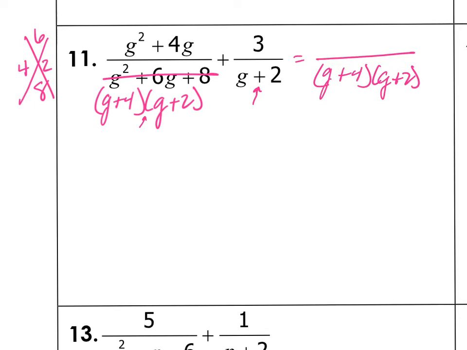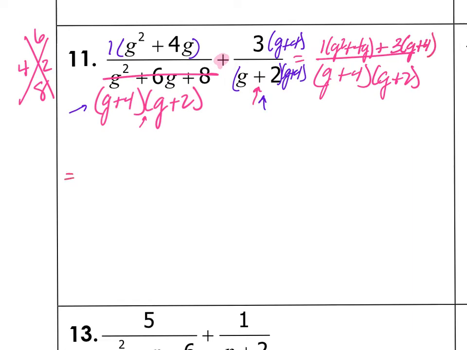Okay. So what do I need to multiply this one by? Nothing, or just 1, right? And what do I need to multiply this one by? Well, I need to multiply this one by g plus 4. So if I multiply the denominator by that, I need to also multiply the numerator by that. So it keeps it the same. So I get 1 times g squared plus 4g. And then what am I doing to this one? Well, I'm adding it. Good. Plus 3 times g plus 4.